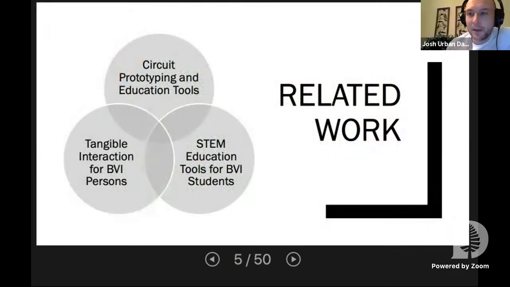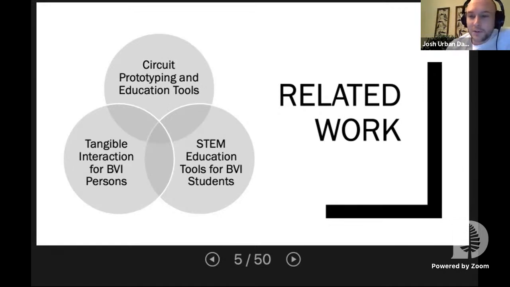This work builds upon many previous intersecting research ventures in the design of circuit prototyping and education tools, tangible interaction approaches for BVI persons, and STEM education tools for BVI students. These previous efforts indicate that novice engineers often learn circuit prototyping through replication of example circuits and face numerous challenges, including choosing the correct components, wiring components together, and debugging. This problem is further compounded for students with BVI due to the visual nature of our traditional teaching methods.